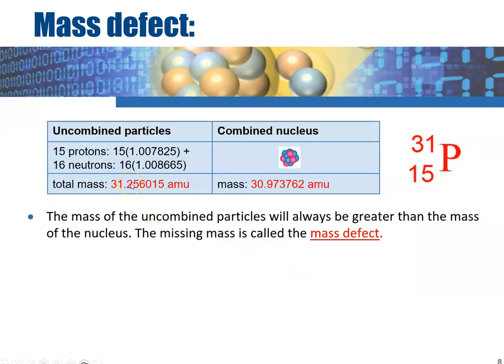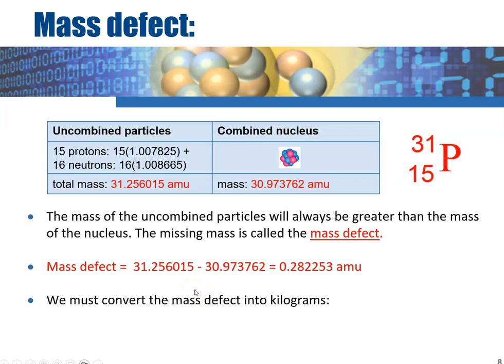The mass of the uncombined particles is always going to be greater than the mass of the combined nucleus. So there's always going to be some missing mass. The missing mass is called the mass defect. So we want to know what the mass defect is. I'm just going to subtract these numbers, and the mass defect is 0.28 and so on atomic mass units. And again, I'm going to keep all of these decimal places.